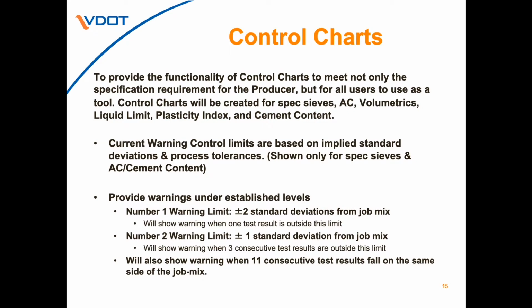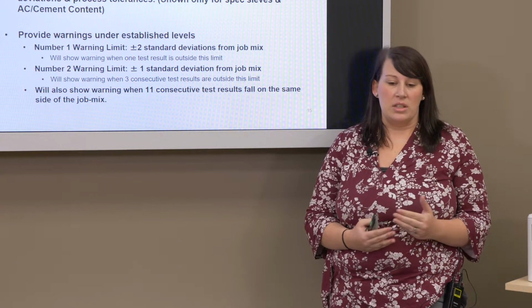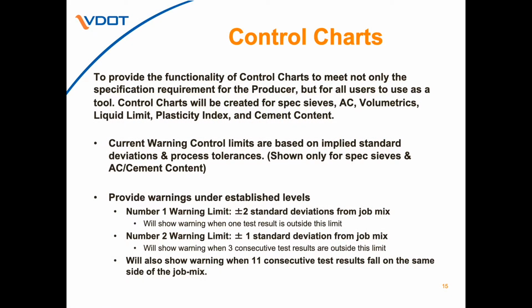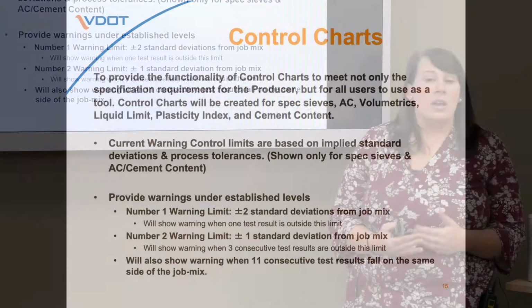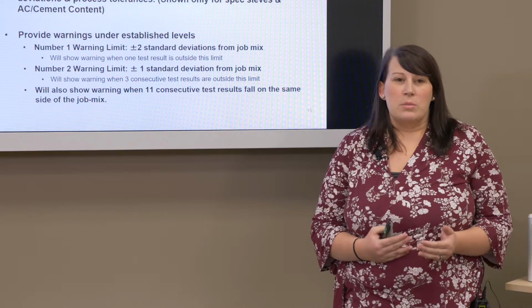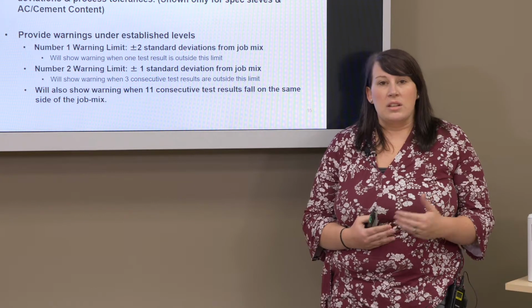Our second warning level is when you have 3 consecutive test results outside of 1 standard deviation from your job mix. You would want to look and make sure that maybe your mix needs to be tweaked a little bit. And then we also have when you have 11 consecutive test results fall on the same side of the job mix. And that should really show you that maybe where you designed it maybe wasn't the right spot. Maybe you need to move and submit a Part B to your mix design to get it to where you're actually running.